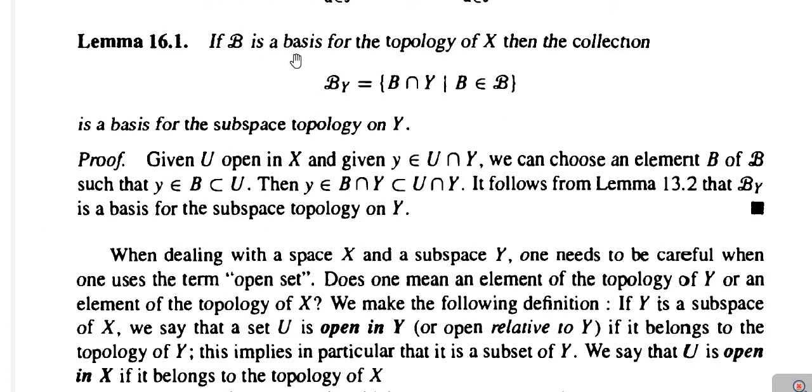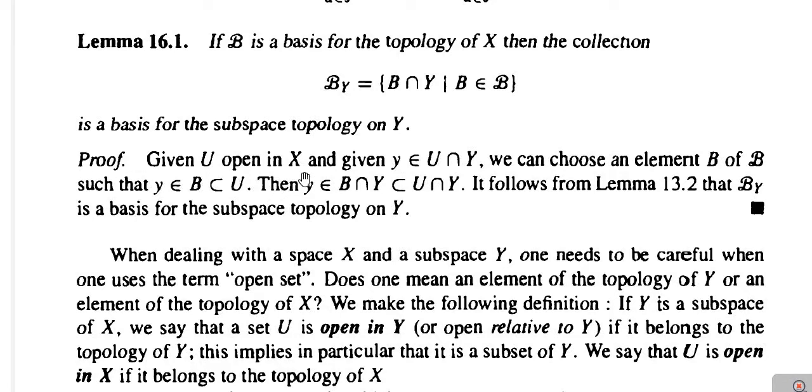If script B is a basis for the topology of X, then the collection script B_Y, which is equal to the collection of all sets of the form B intersection Y, where B belongs to script B, is a basis for the subspace topology on Y. To prove this result, we have to show that this collection script B_Y satisfies the criteria, meaning the conditions required for being a basis. Let us prove this lemma.